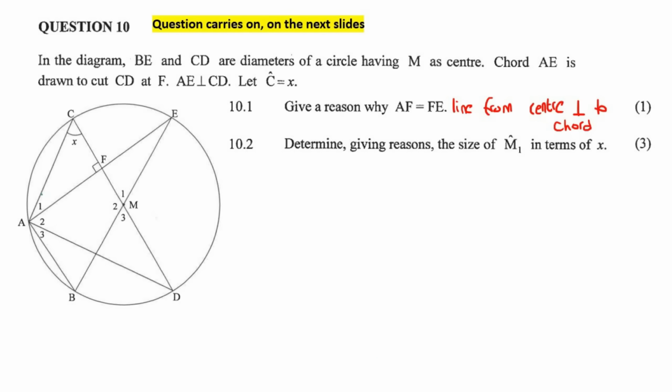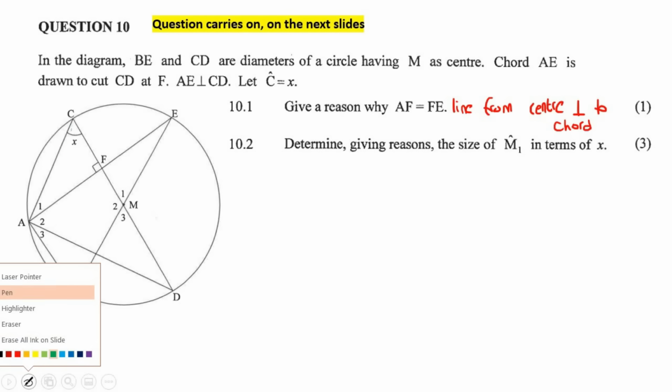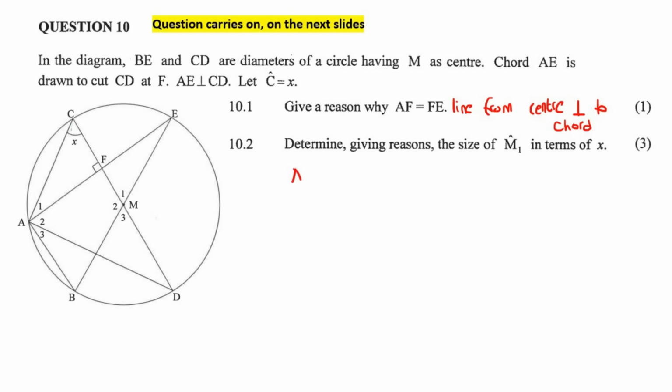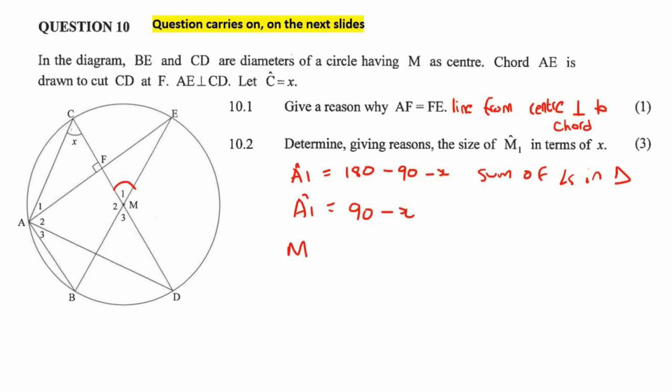So we need to quickly go work out A1, but that won't be difficult because we can just work out sum of angles in a triangle over here. So we can say that angle A1 is going to be equal to 180 minus 90 minus x, and that's because of sum of angles in a triangle. And so A1 is going to end up being 90 minus x. So now we can go work out M1, which would be double that.